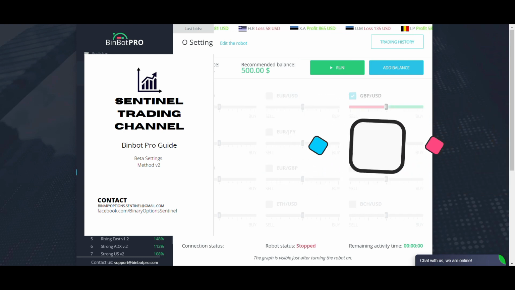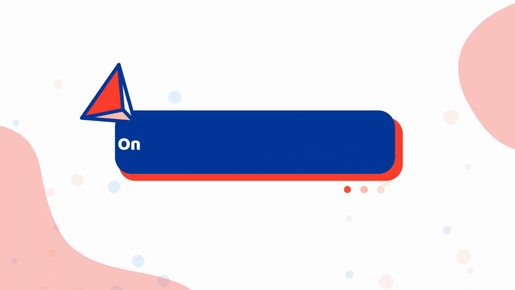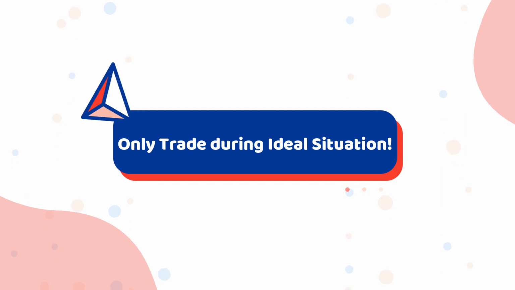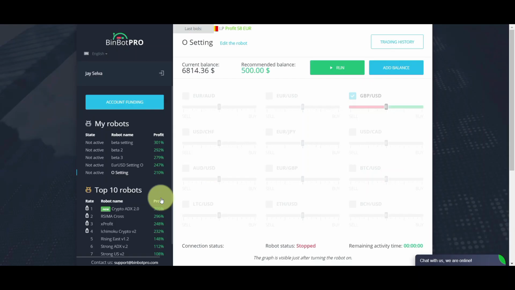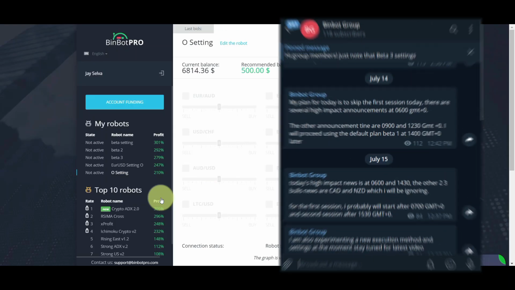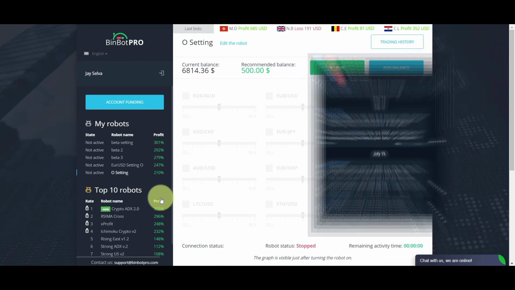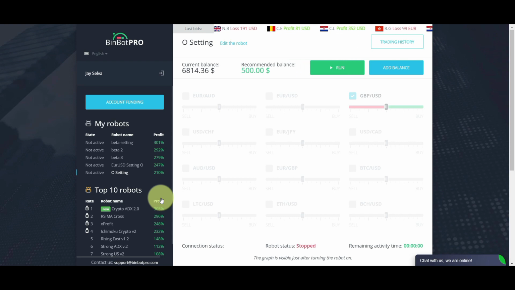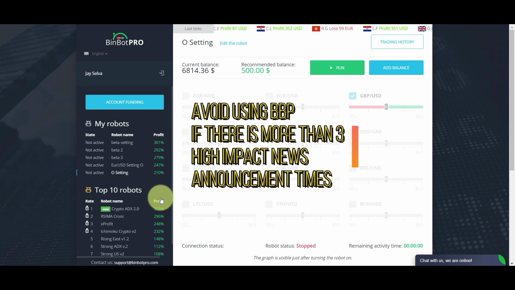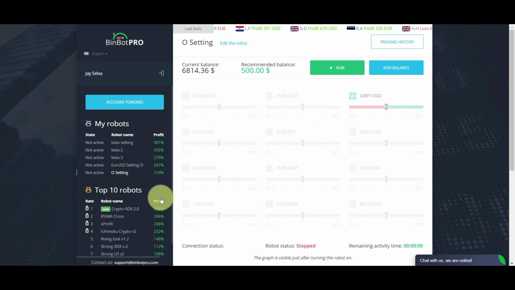And if I see a bad market structure, or very bad MACD conditions, the key is to not trade. And also I usually announce in the Telegram group on a daily basis if there's high impact news, and if there's more than 3 high impact news related to USD, GBP or Euro, I will usually not use Binbot Pro on that particular trading day, because the chances of losing on that day are a lot higher.